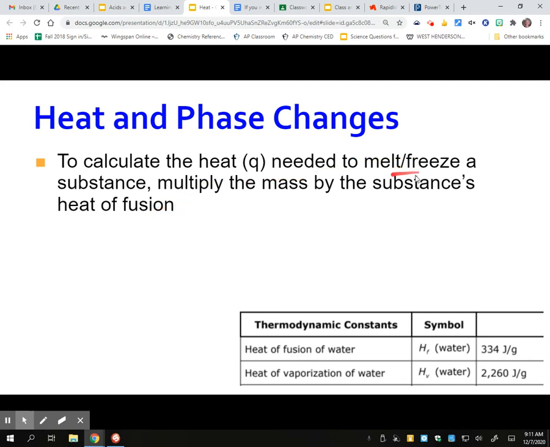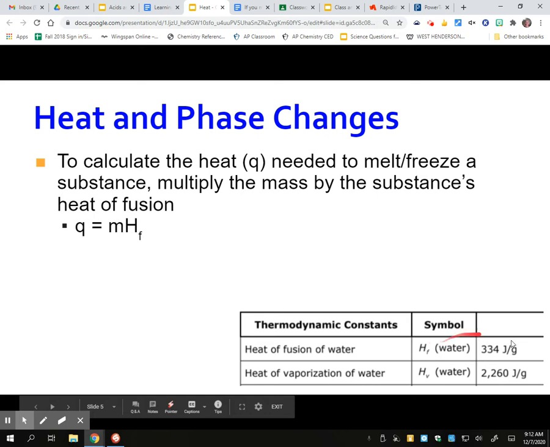So melting and freezing, you have to use heat of fusion. Now, this equation is given to you on your reference tables. Q is the amount of heat, and that's going to be measured in joules. M is mass, and it needs to be measured in grams. And HF is your heat of fusion. And again, you're specifically going to use this when we're melting or freezing something.